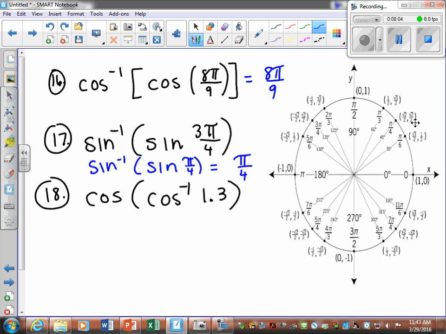Okay, now let's look at number 18. Cosine inverse, so we would just get our x value, which is 1.3, but now we have to ask ourselves, is this value in the region, since it's just our cosine value, which is our normal cosine parent graph, negative 1 to positive 1? No, this is outside, so what do we say about this? Undefined. Good. So I'm just going to put UD this time, undefined.